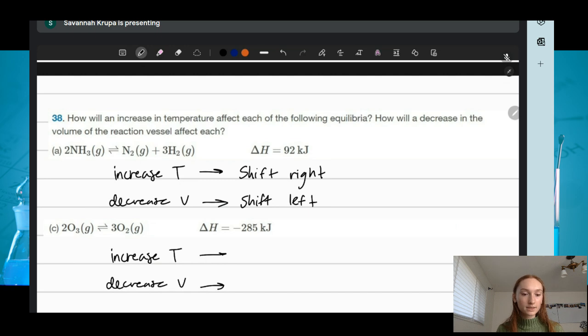And so when we increase the temperature here, we will actually be moving to the left, because this is a negative enthalpy. And so when it's moving to the right, it's releasing energy. But when we're moving to the left, it's putting in energy. And so when we increase the temperature, we have enough energy, and so it's going to want to make more of the reactant. It's going to want to go the other way. So it's going to want to shift left.